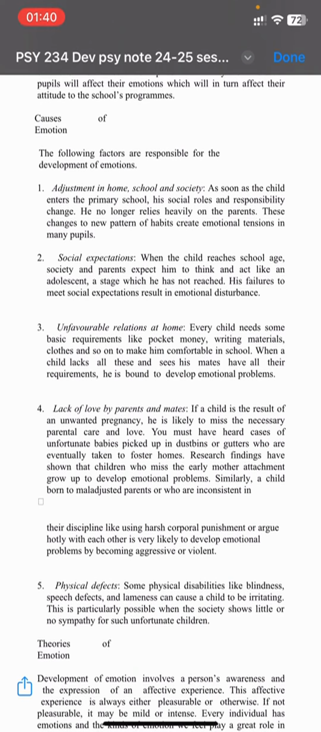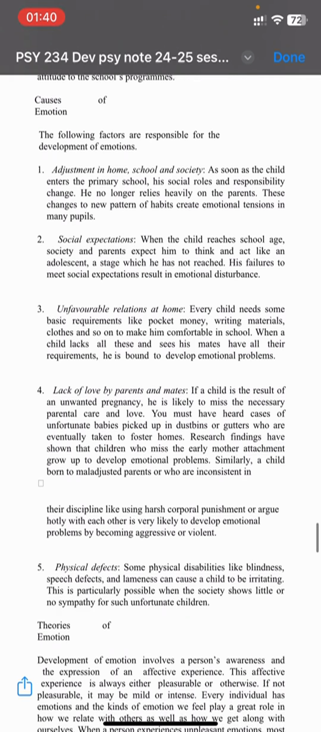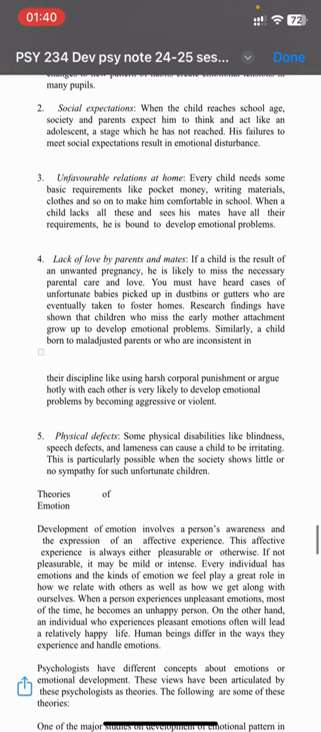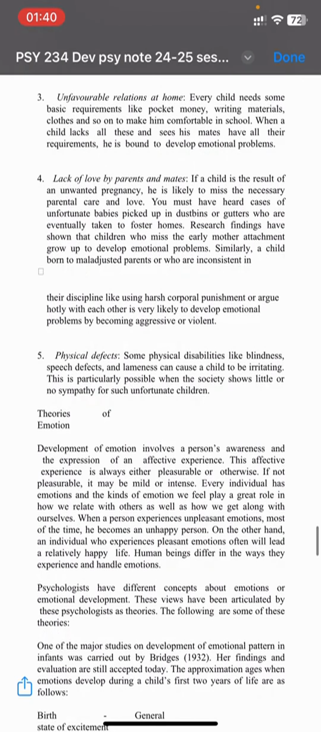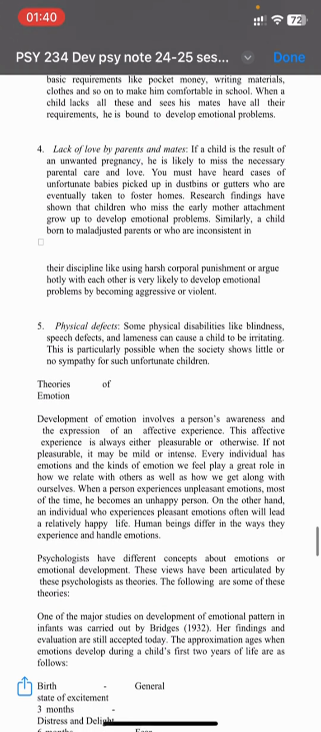Parents, you need to show your children love. If they are not getting adequate love at home, physical defects. If a particular child is on a wheelchair and all of his friends are running, or he can't see and all of his friends can see, the child can get a lot of emotions.